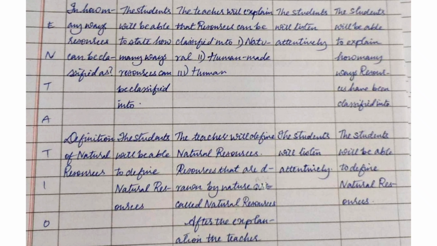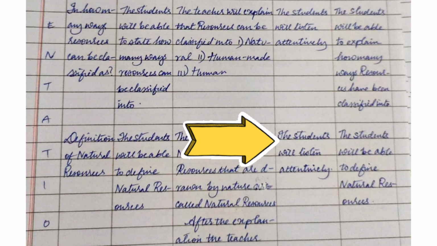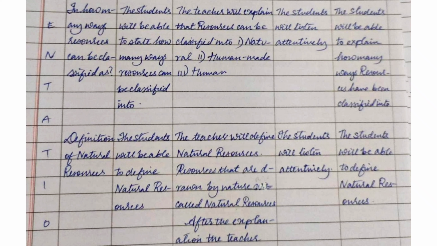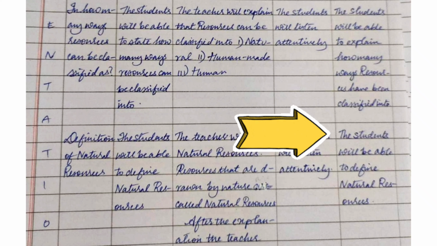The next teaching point below that is the definition of natural resources. So the specific objective for this is the students will be able to define natural resources. Under teacher's activity, you have to write the teacher will define natural resources. Resources that are drawn by nature are called natural resources. And for pupils' activity, you have to write the students will listen attentively. Again, the same. And for learning outcomes, it says the students will be able to define natural resources.